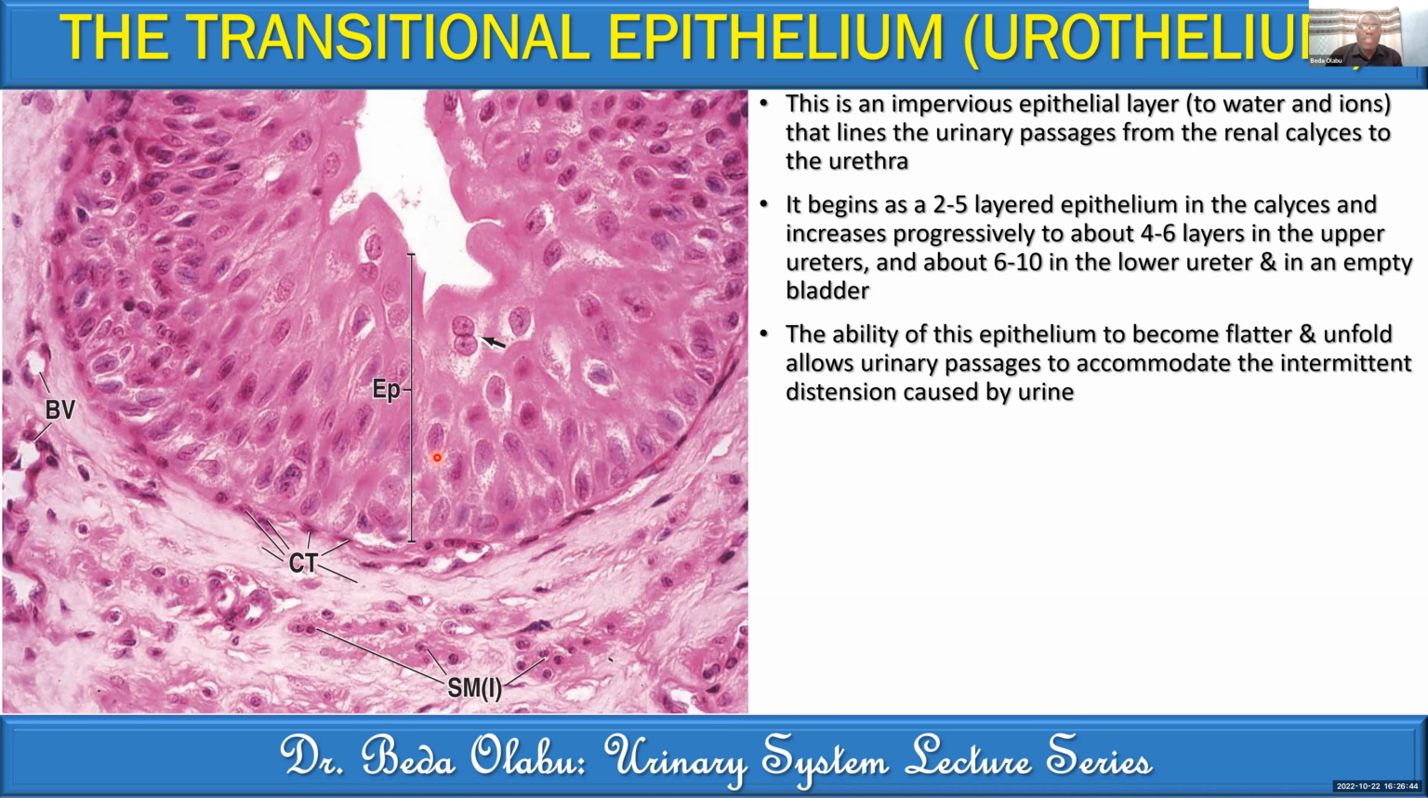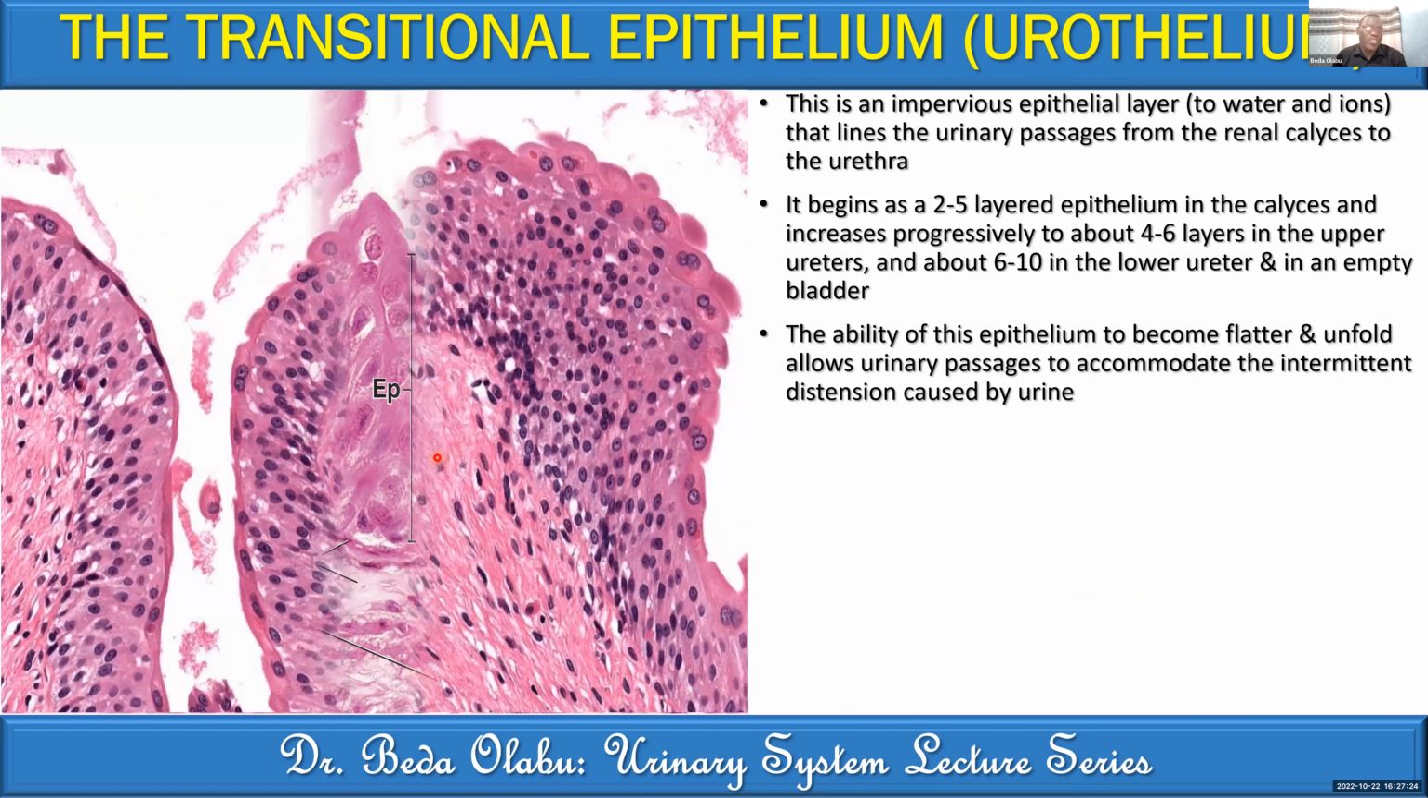The ability of this epithelium to become flatter when there is urine and unfold when there is no urine allows urinary passageways to accommodate the intermittent distension that is usually caused by urine during various phases. So when there's a lot of urine, the epithelium will be stretched and thinner. And when there's no urine, the epithelium will not be stretched, it will be folded, and it will be thicker as well.